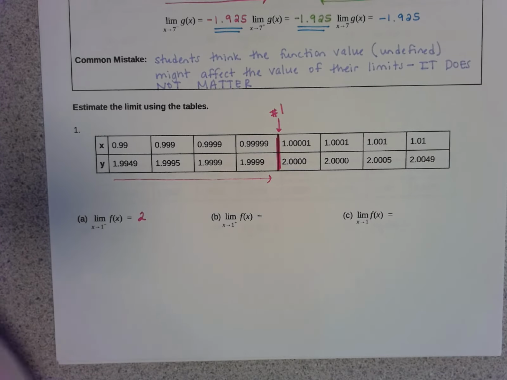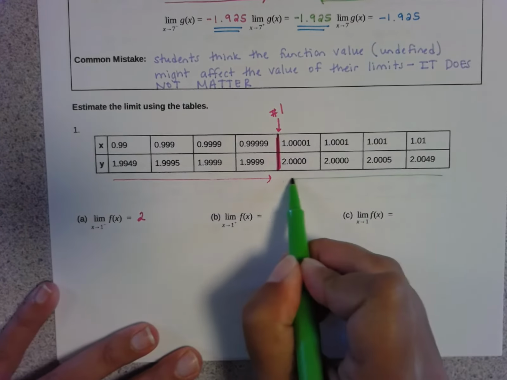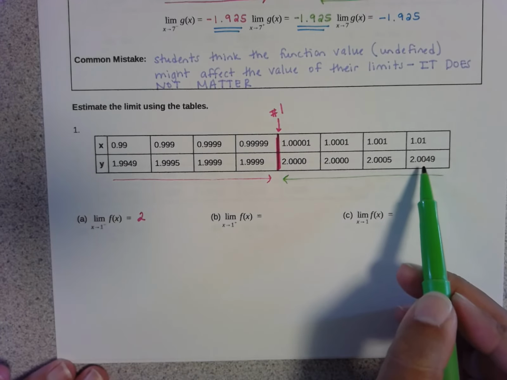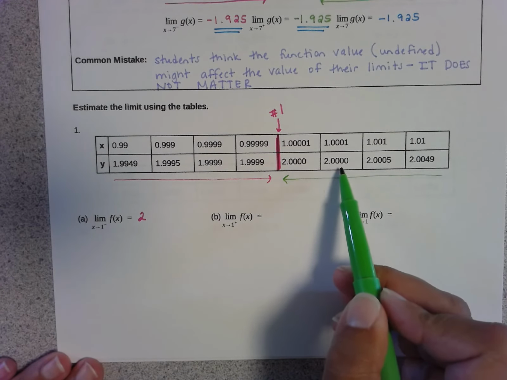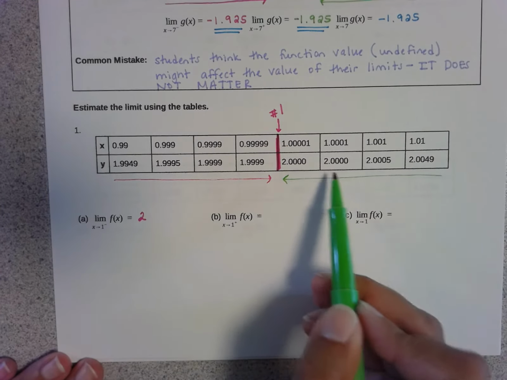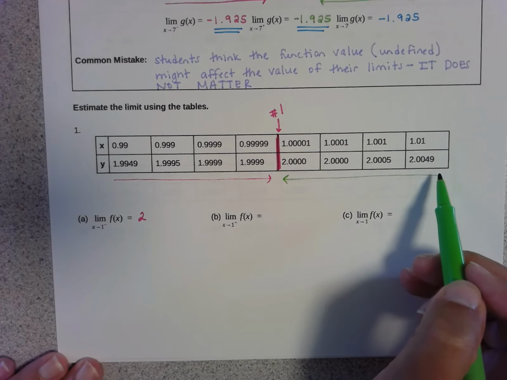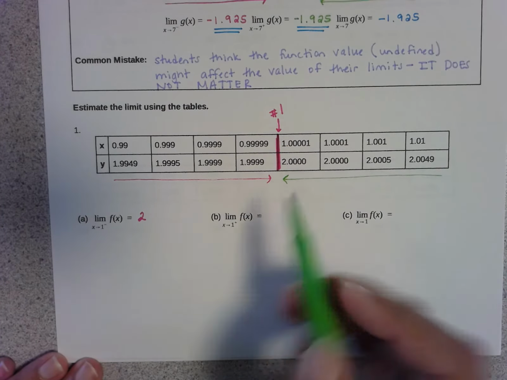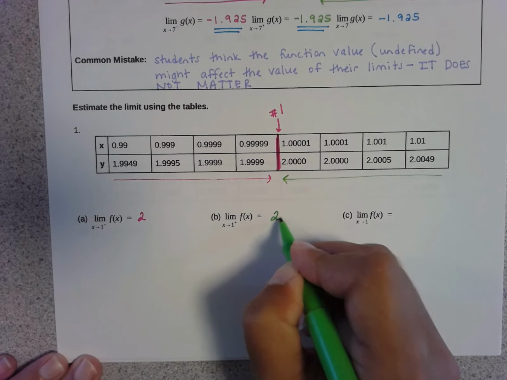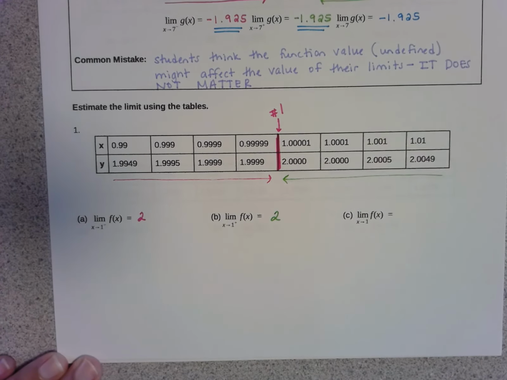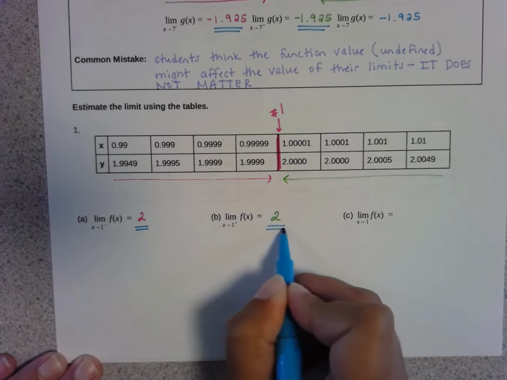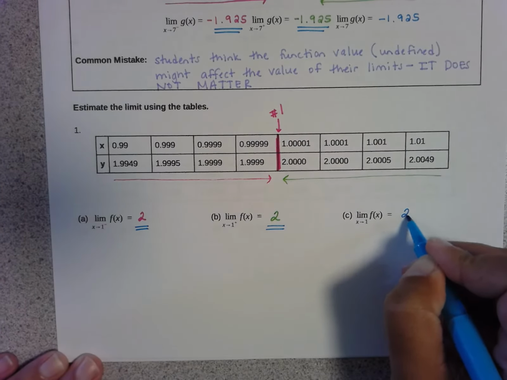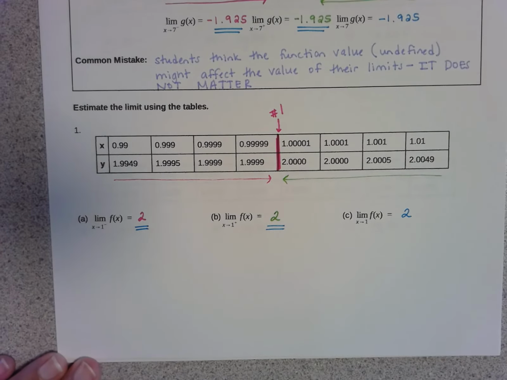Now on the right side, if we slide closer to the middle of the table, we've got 2.0049, 2.0005, 2.0000, 2.0000. Again, the numbers as we slide towards the middle are getting closer to the number 2. And last but not least, if we wanted to find the two-sided limit, we would compare these two answers, which agree, which means the two-sided limit is also 2.